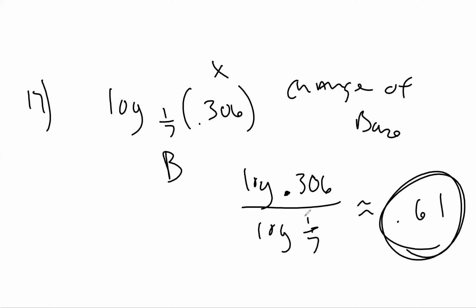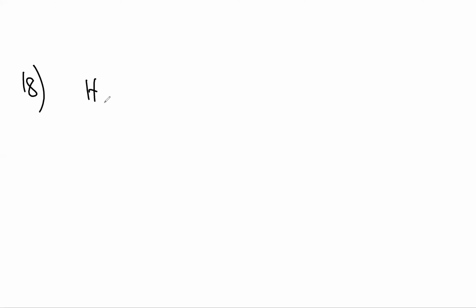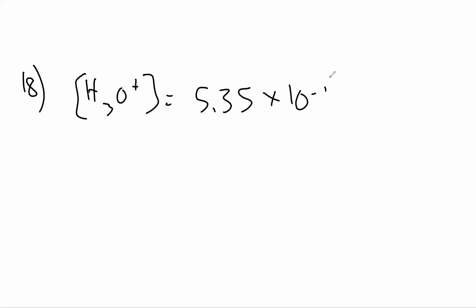Okie dokie. All right. So number 18 is one of the chemistry problems, so to speak, where we're trying to find the pH. I don't have my formula sheet right in front of me. You guys are going to want to make sure that you get that written down, and I'll remind you. Number 18 tells us in the problem that the H3O plus concentration equals 5.35 times 10 to the negative 1 moles per liter.